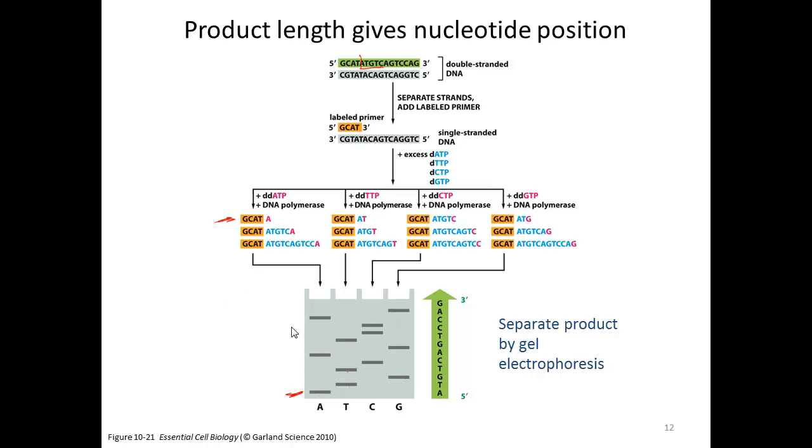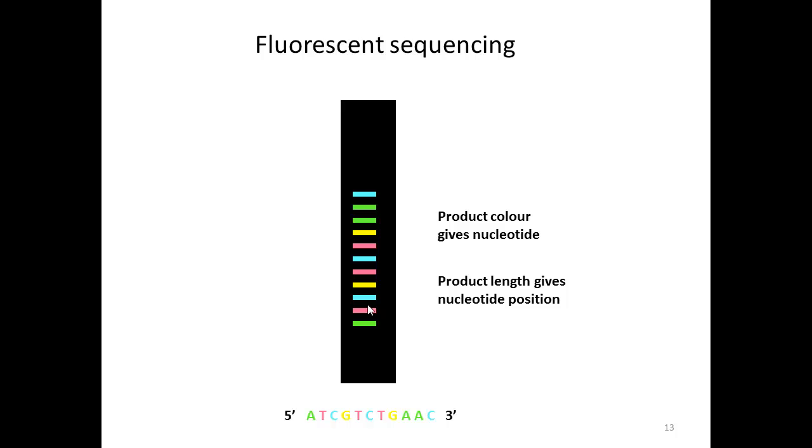But a key here is that we're able to separate out these fragments with single base pair resolution. This band is 5 nucleotides, this band is 6 nucleotides, and so on. But since the bases are actually different colors, we can run them all in a single lane simultaneously. And now you can see very clearly that the color gives the base, and the position on the gel, so the size of the fragment, gives the nucleotide.